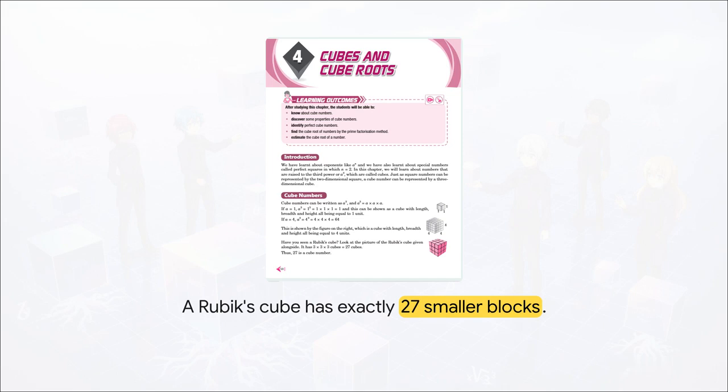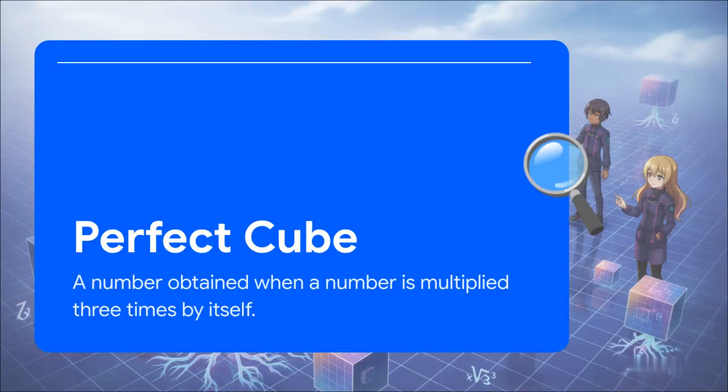Take a standard Rubik's Cube, for example. It's exactly 3 units long, 3 units wide, and 3 units high. If you count every single one of those smaller blocks making up the larger object, you get 27. It's not just 3 times 3, it's 3 times 3 times 3. And that is the physical reality of cubing. Which brings us to our formal definition.